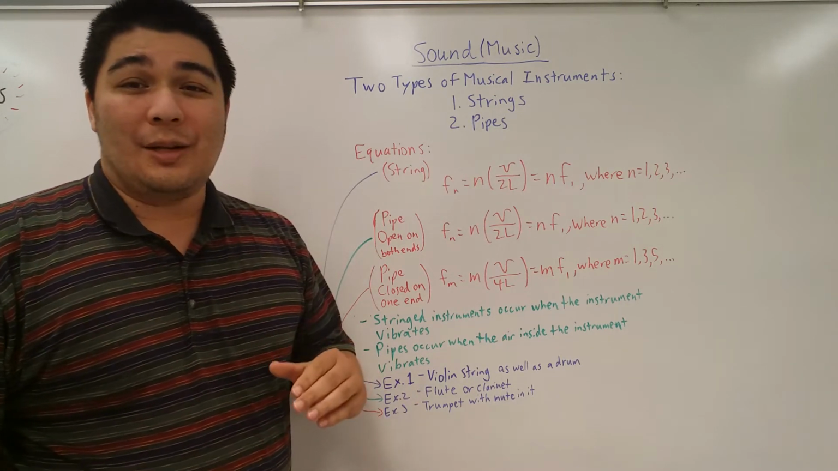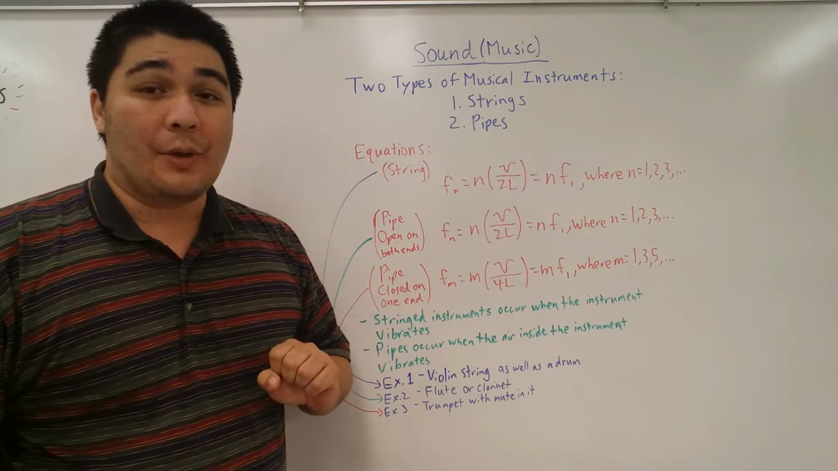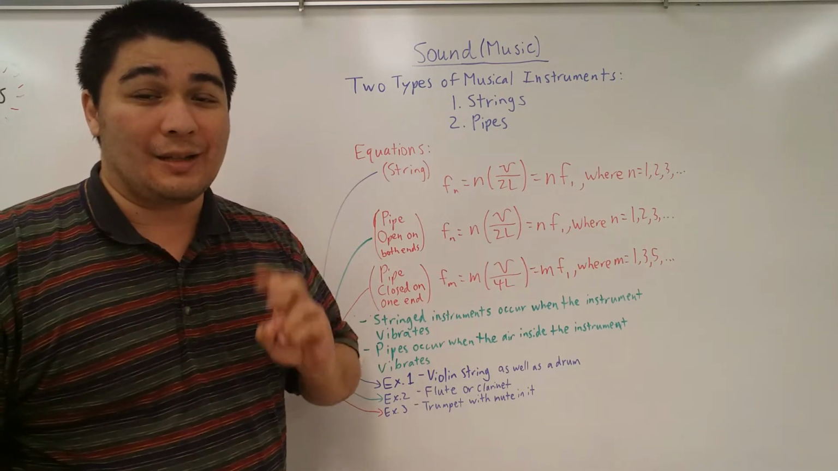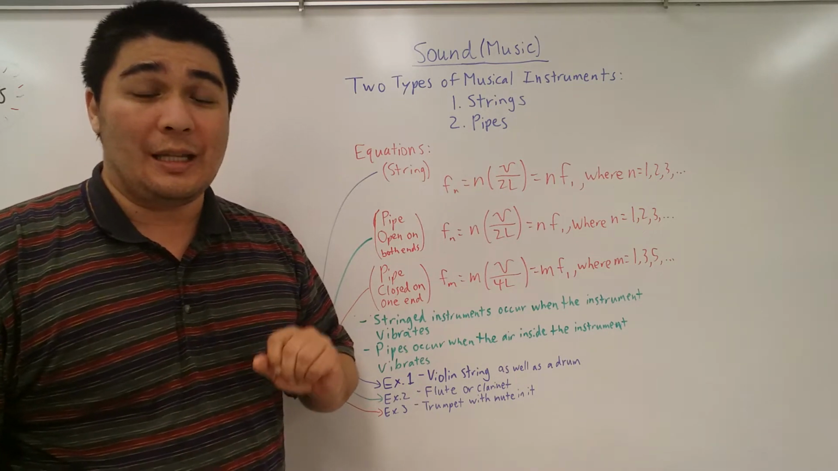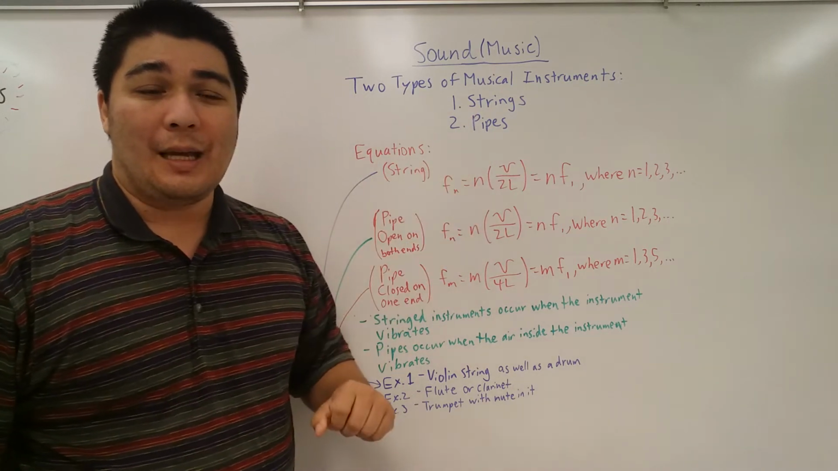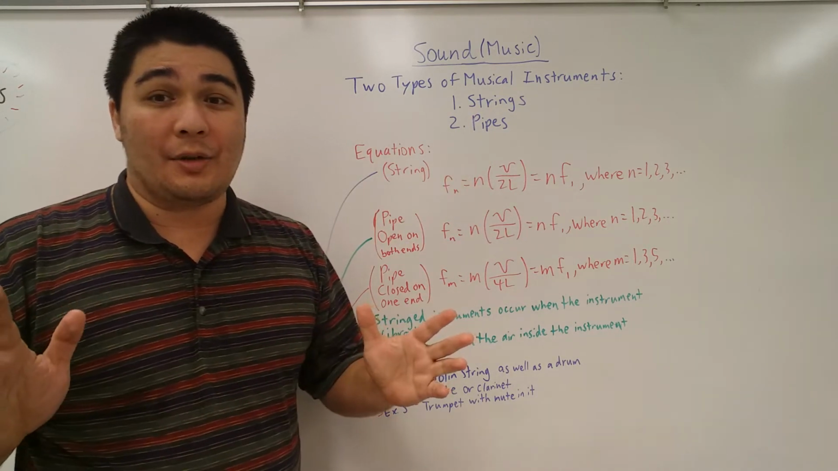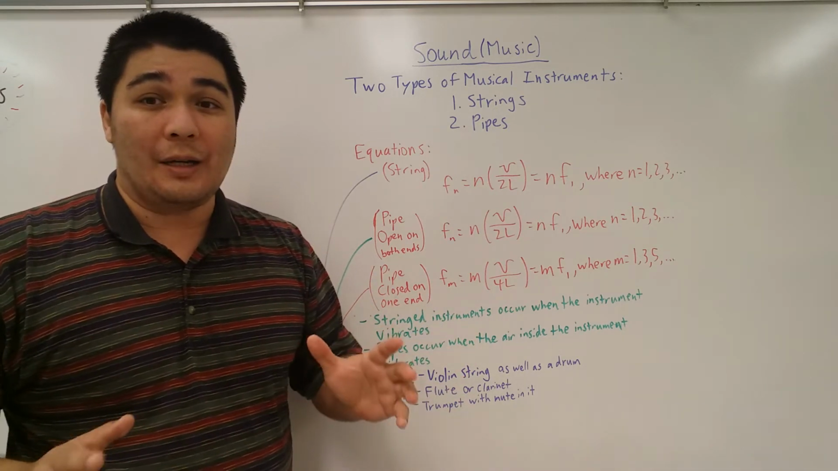So what I wanted to do today was to talk about the two different types of instruments in this universe. There are only two types. That's the answer that I'm going to stick with. In this universe, there are two types of instruments: strings and pipes. Everything else that you can think of, I'm sure you can throw a bunch of examples at me, they would all fit under those categories.